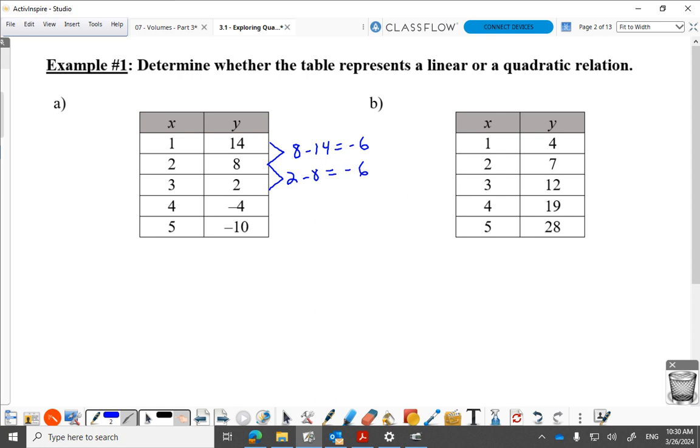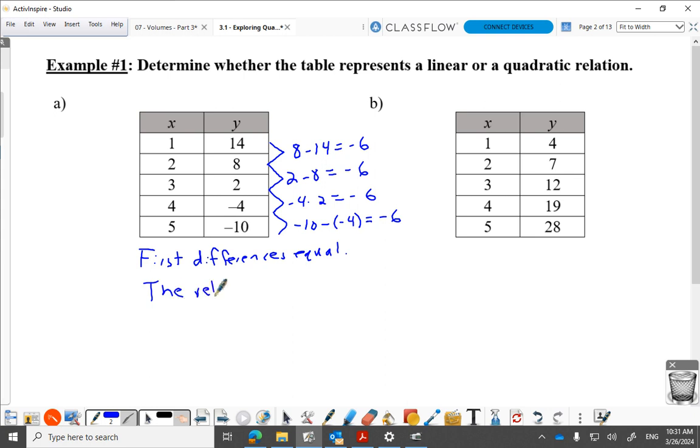-6. -4 minus 2, -6. -10 subtract -4 is also -6. When you go -10 subtract -4, it's like -10 plus 4, so I get -6. And that was last year's question. You found that they're all equal, then you went first difference is equal. The relationship is linear. Does this ring a bell?